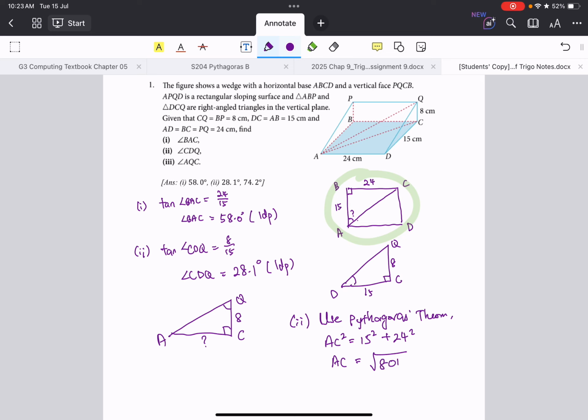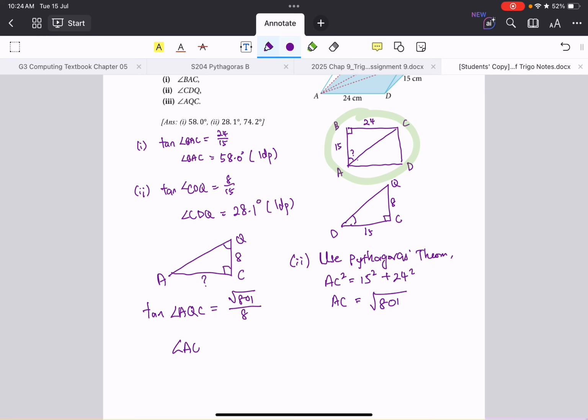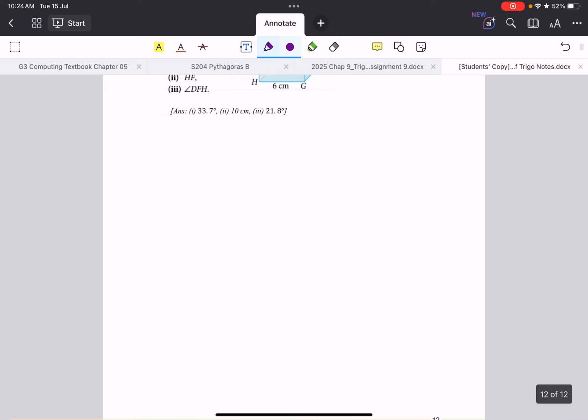So that's AC. Therefore, to find this angle AQC, tangent angle AQC is equal to square root of 801 over 8. Angle AQC will be equal to tangent inverse of that. So square root of 801 divided by 8, and the inverse tangent of that is 74.2 degrees. So that's how we work out this type of question. Okay, we have one more example.